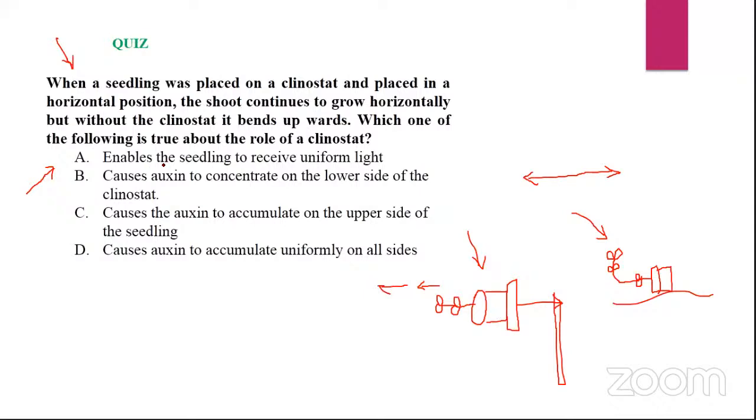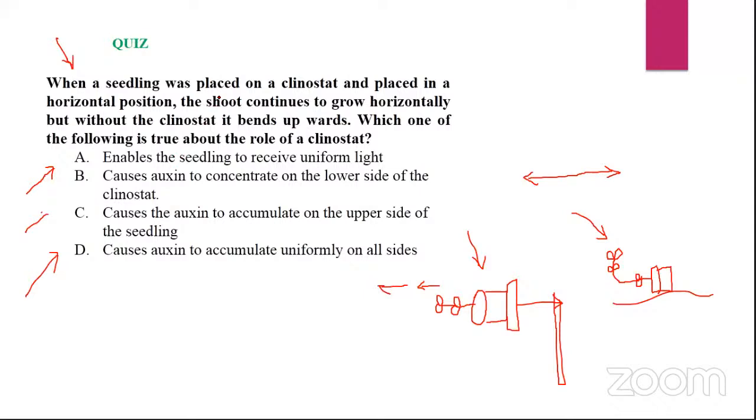So it would be totally wrong to say that it enables the seedling to receive uniform light. That would be wrong, because it has nothing to do with phototropism. I thought you would get that it was a small trick which I put in this question. But otherwise, if this question had been asked, D would be the better option, and this question would have to do with geotropism, not phototropism.